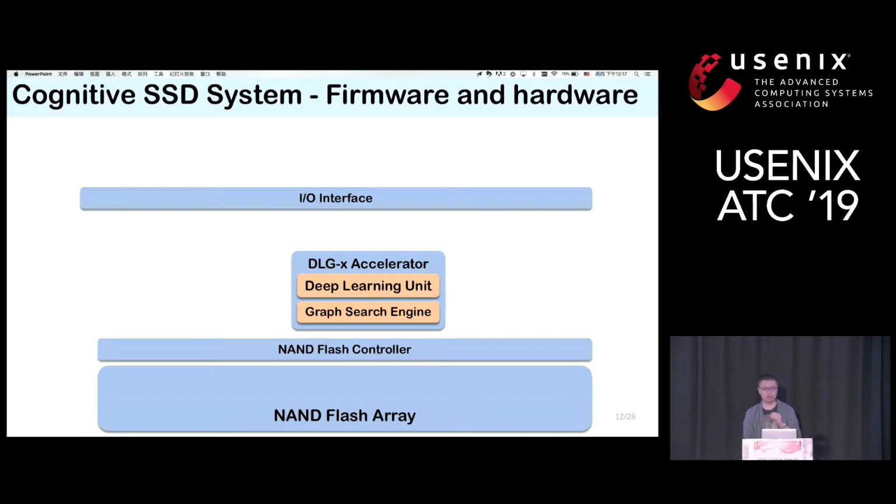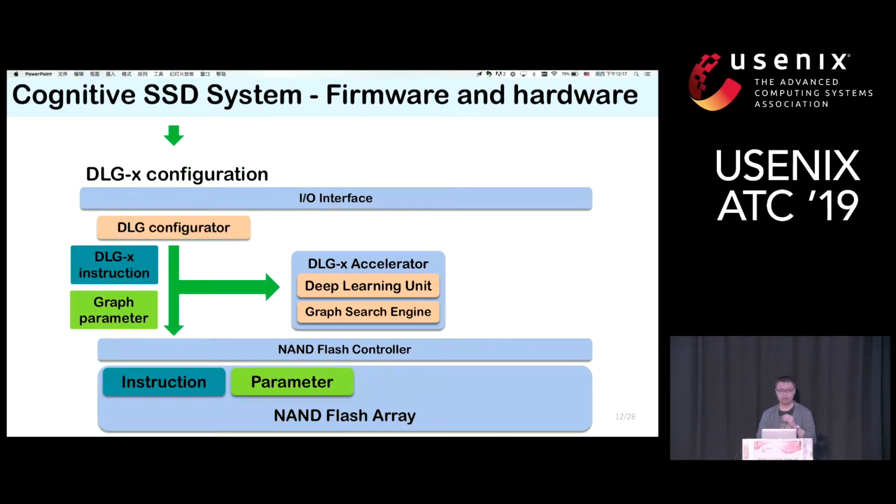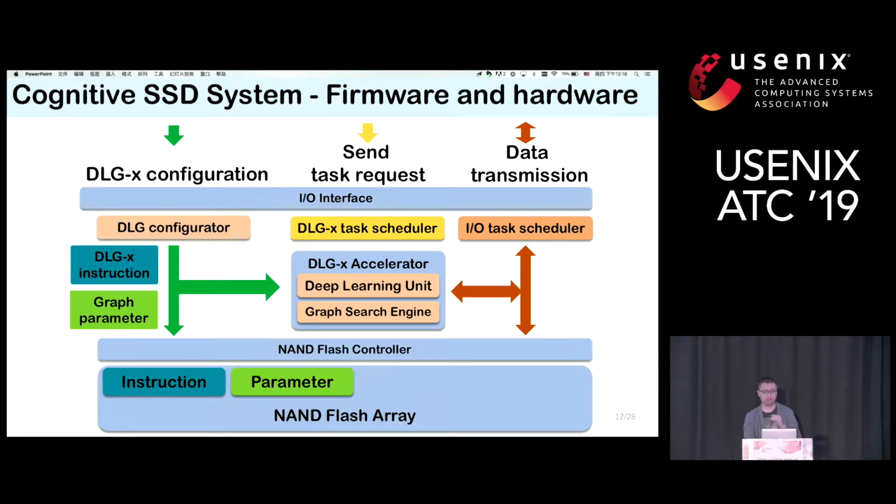The firmware of Cognitive SSD manages the request from the DLG library. First, the DLG configurator receives command and writes instructions and parameters into the instruction and the parameter area of the NAND flash. Second, the DLG-X task scheduler pushes requests into the queue and issues command to the accelerator. Third, the I/O task scheduler is responsible for issuing I/O requests to the DLG accelerator or the NAND flash controller.